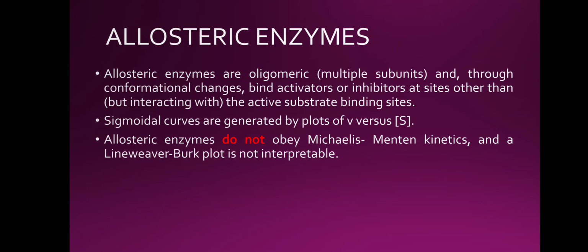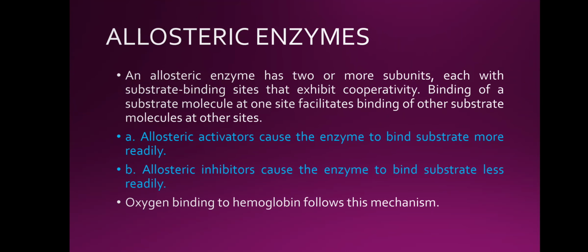Having this criterion makes the curve sigmoidal in shape, especially when they are exposed to allosteric activators or inhibitors. Allosteric activators cause the enzyme to bind substrate more readily, make the enzyme look for its substrate and be ready for it, and once it's attached, nobody can take it from it. It's well attached because the affinity has been increased. But allosteric inhibitors cause the opposite. They make the enzyme bind to the substrate less readily. The affinity is diminished and it can be easily detached.